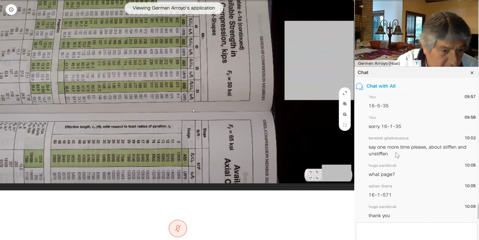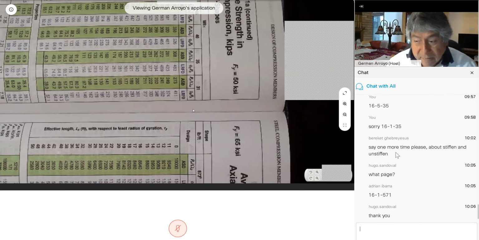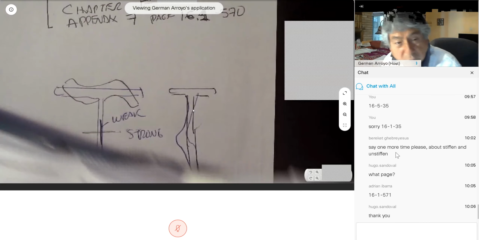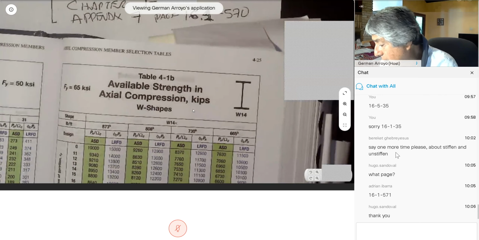But there are certain cases where we put braces and the strong axis will control. I'm going to work some examples with strong axis control. But if there are no braces, and I'm going to tell you what braces mean, it will buckle about the y-axis because that's the weak axis. So we're going to use these tables to do our design. I want you to go to the end of this chapter, to page 4-229.